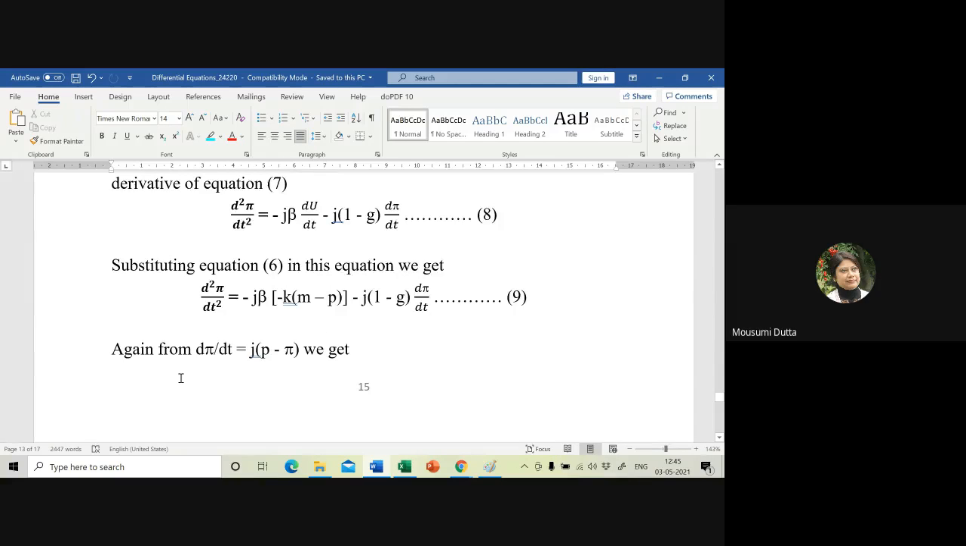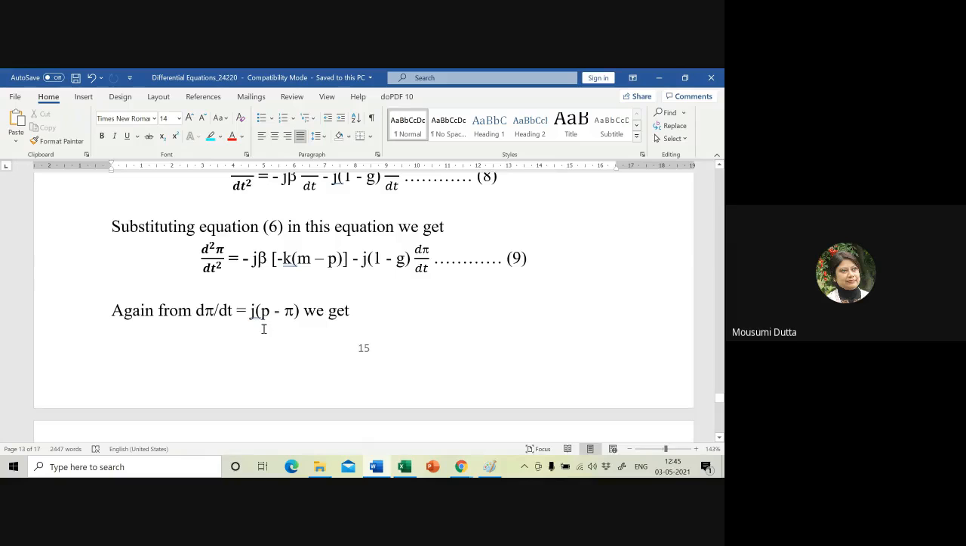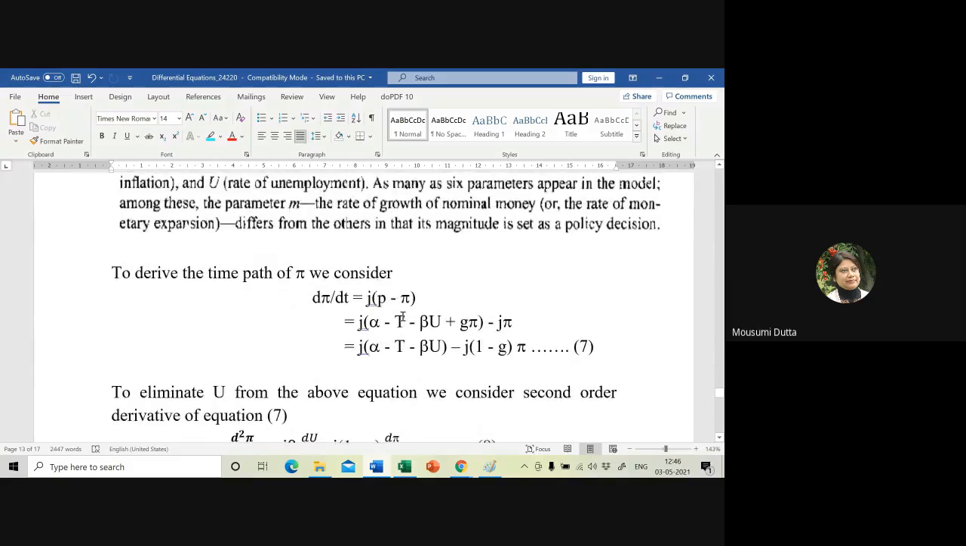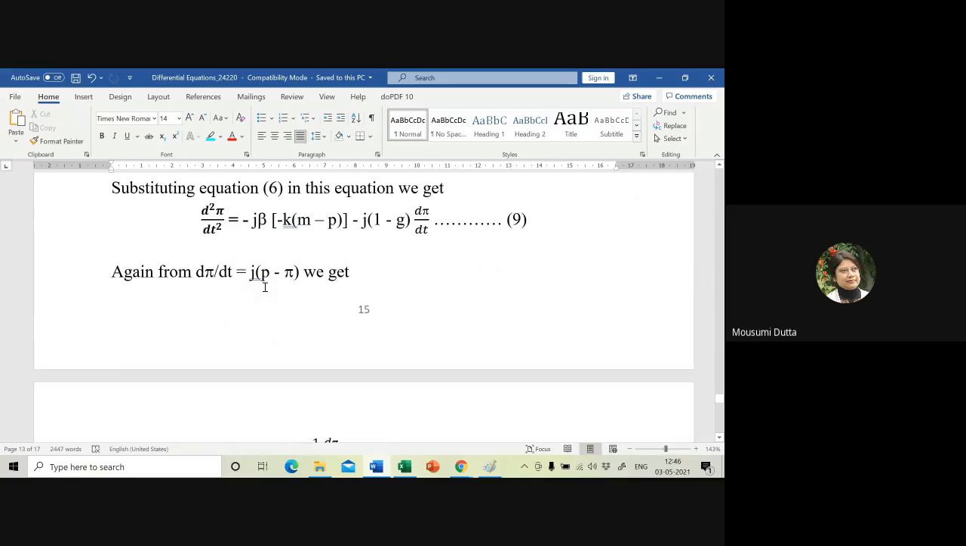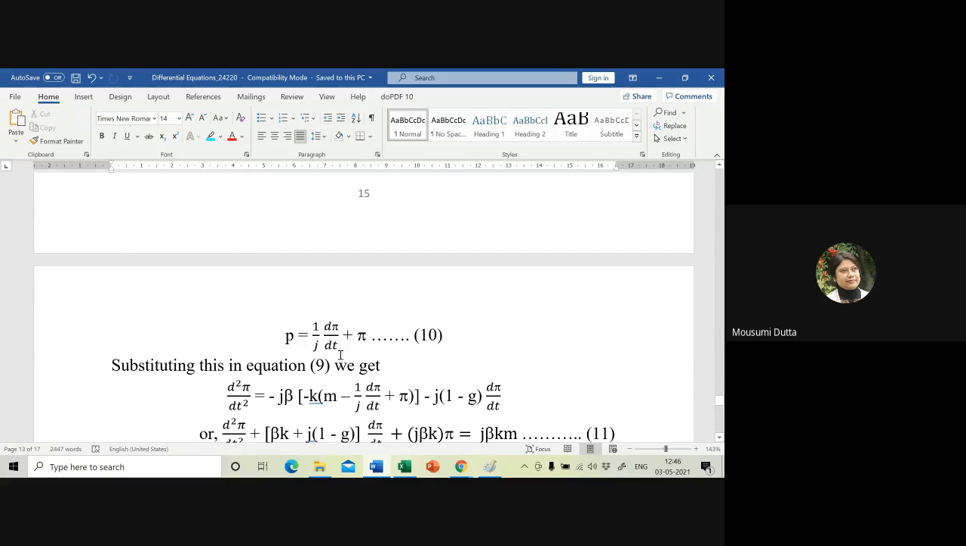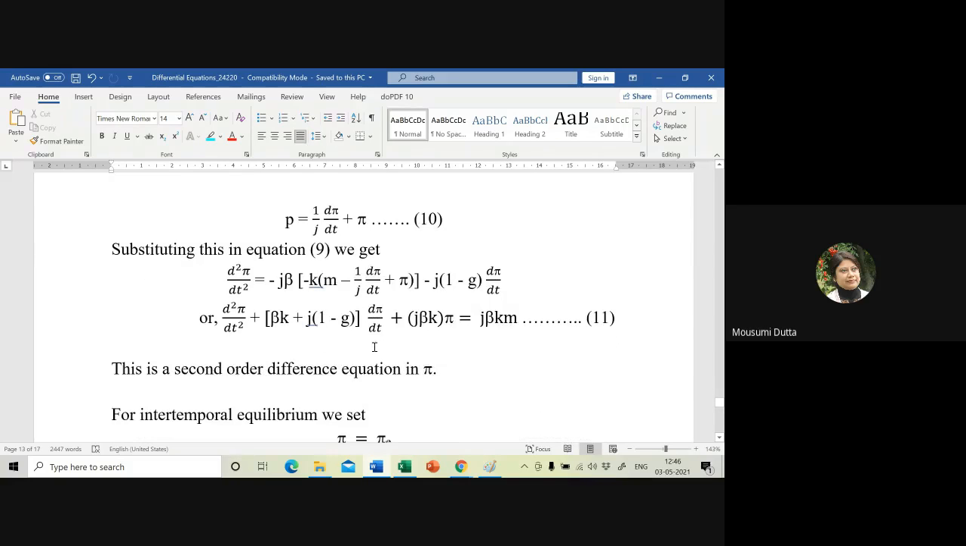Now again, from the equation d pi by dt is equal to j into p minus pi, the equation with which we started, we will write p in terms of d pi by dt and pi. So p is 1 upon j d pi by dt plus pi. So we will substitute this value in place of p, and finally we will get equation number 11, which is totally in terms of pi. So this is the required second order differential equation in pi.